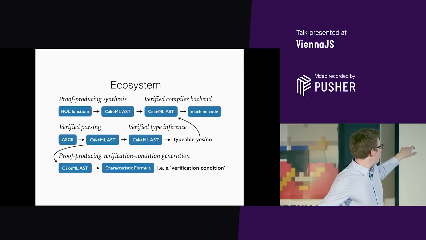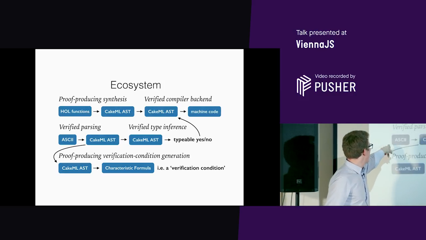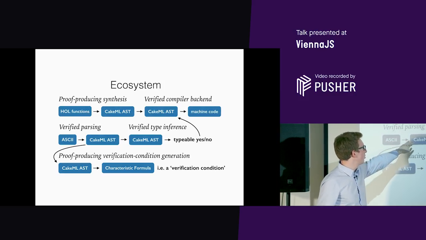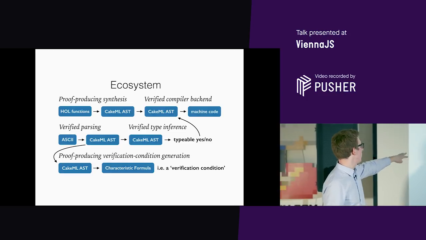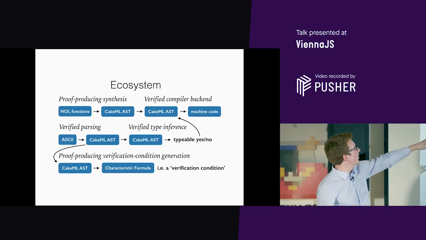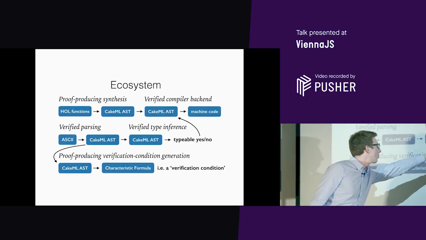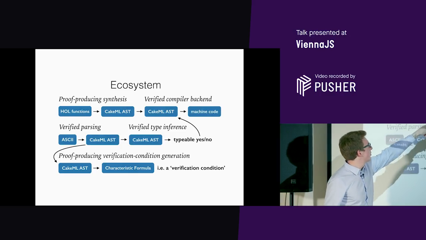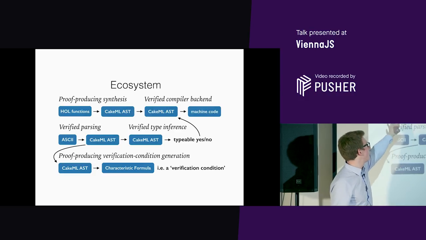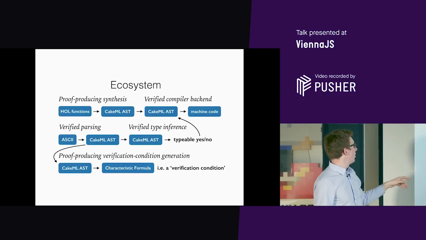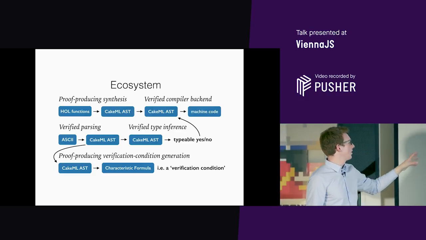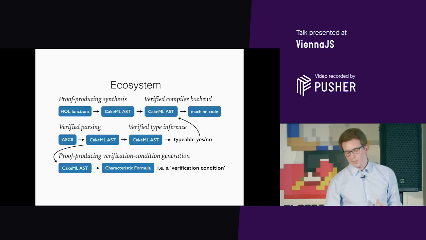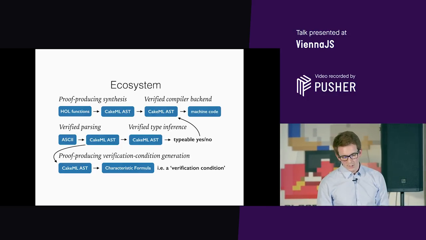So this is the standard way from an ASCII file, actually it should be a UTF-8 file. You can hook this up, the full-blown chain down to machine code, or you can do the proof-producing synthesis using HOL functions to machine code, or characteristic formulas, but they are complicated and another topic.